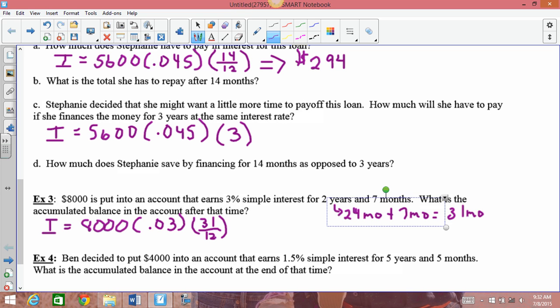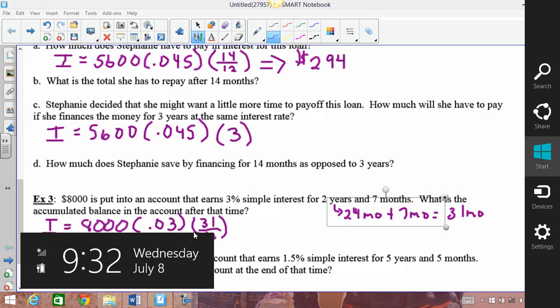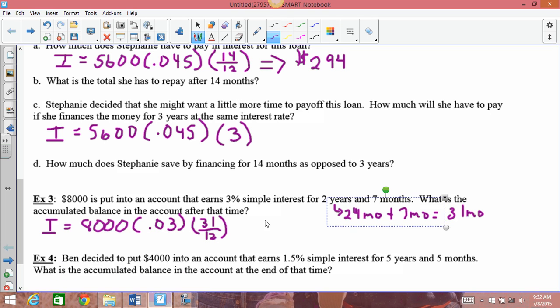Just like I was saying before, don't try to do 31 divided by 12 and get some decimal that you end up rounding. Type this in your calculator from left to right, 8,000 times 0.03 times 31 divided by 12. You're going to get your answer that you want there, which will give us $620.